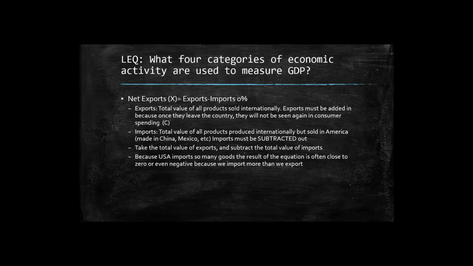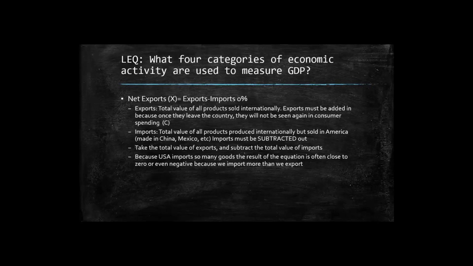Imports do not count directly towards GDP. Imports are the total value of all products produced internationally but sold in America. Think about everything you see that says made in China, made in Mexico. Because imports count towards other countries' GDP, for example, a lot of stuff we buy, especially clothing, is made in China. When that clothing was made in China, that clothing did count towards China's GDP. But once it reaches America on the cargo ships, it is then subtracted out of our GDP because it doesn't count towards our GDP.